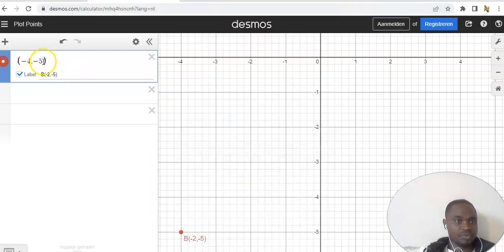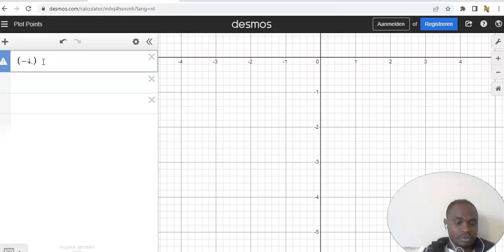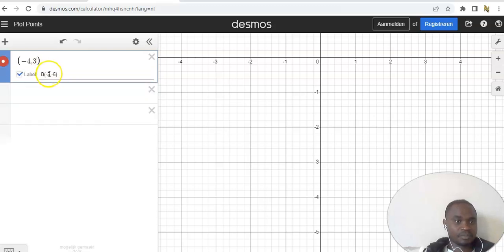3 is positive. So 3. Let me put 4 here. This is 3. Let me change this one to C. So we are plotting (-4, 3).